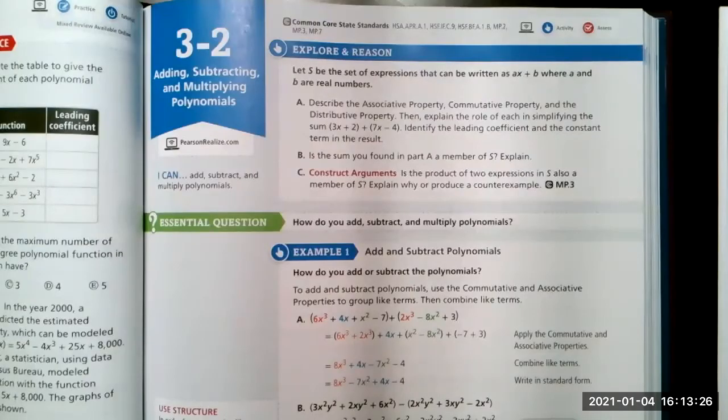Today we're going to take a look at lesson 3.2, adding, subtracting, and multiplying polynomials. Later on in this chapter, we'll get into dividing polynomials, but adding, subtracting, and multiplying, this lesson basically serves as kind of a review because this is something you've been doing for a while now. So this is nothing super new for a lot of people.